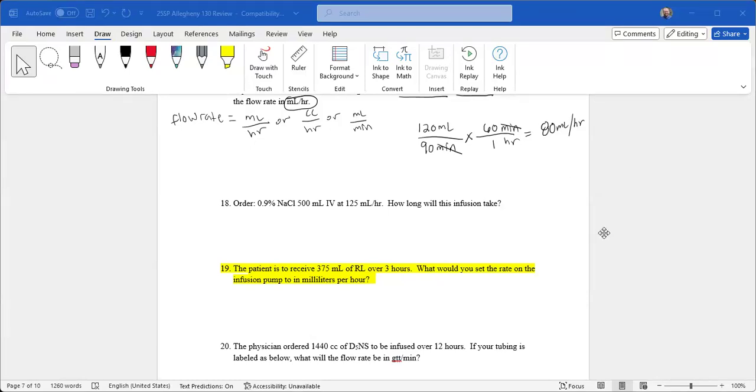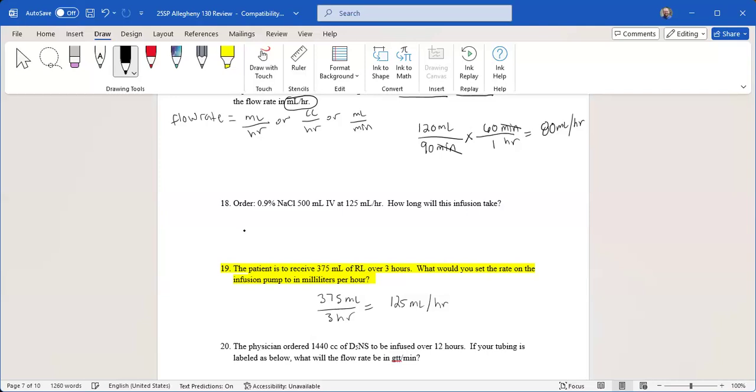All right. Well, it looks like everyone's nailing it, so good work. Hopefully you took the 375 mL over 3 hours, and then just reduced that to 125 mL per hour. If you're doing that, you're doing it perfectly right. If you're not getting there yet, just keep practicing. You will get there.